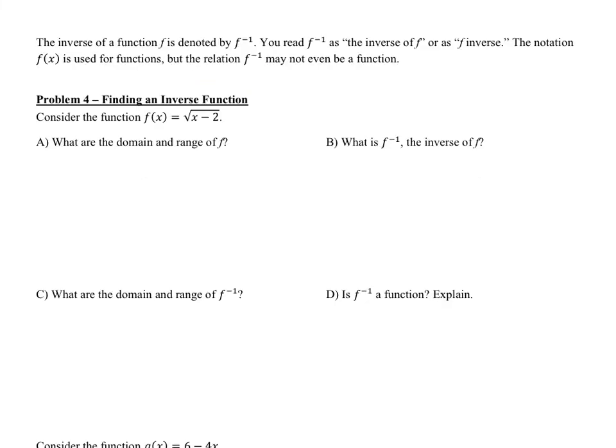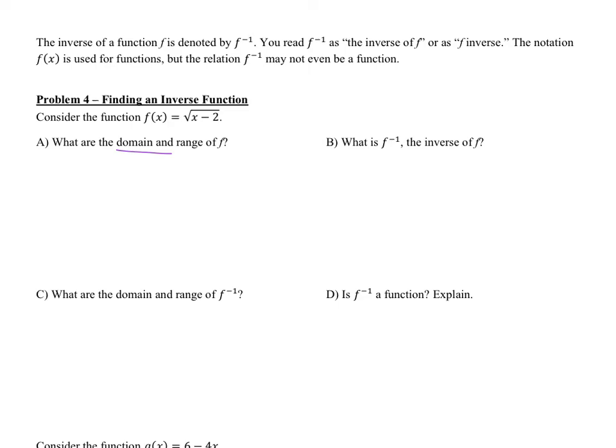So we're talking about inverses. This is how we denote, this is how we show an inverse. When you have this little negative one, that's talking about an inverse. Or else you say the inverse of f, the f inverse. These are different ways that you can write the inverse. So my first question is asking, what's the domain and range?